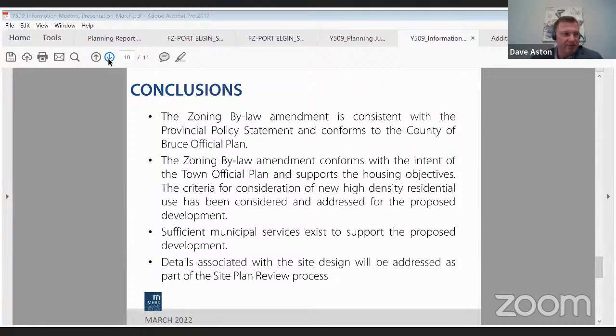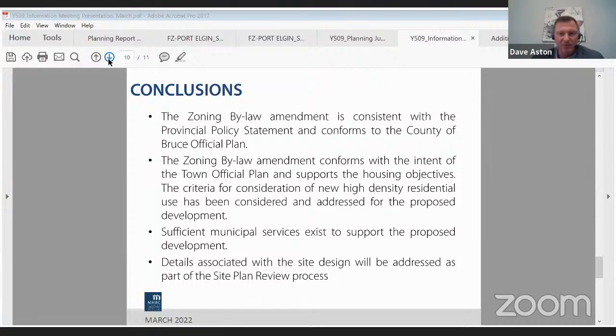It's our opinion that we have a proposal that's consistent with the objectives of the PPS and development within urban areas and municipally serviced areas, and supporting housing choice and opportunity within the town. Similarly, with the County of Bruce official plan, we're conforming with the intent of the town official plan and supporting the housing objectives. The town's official plan includes criteria for consideration of new high-density residential and where such areas could be located. And the planning report includes an analysis of those criteria and concludes that what's being proposed is appropriate on the basis of those criteria.